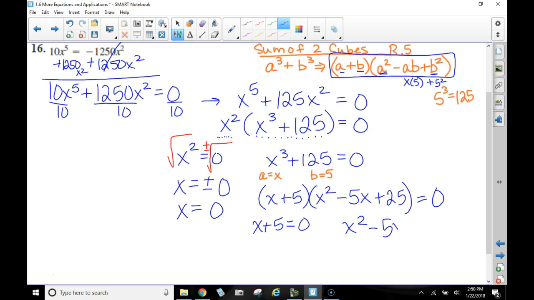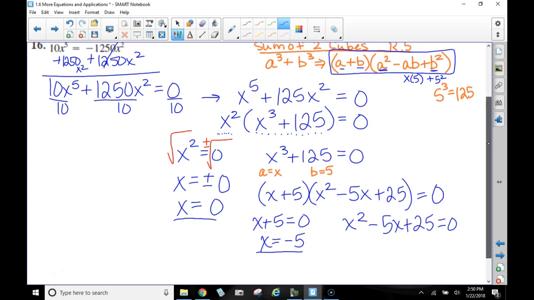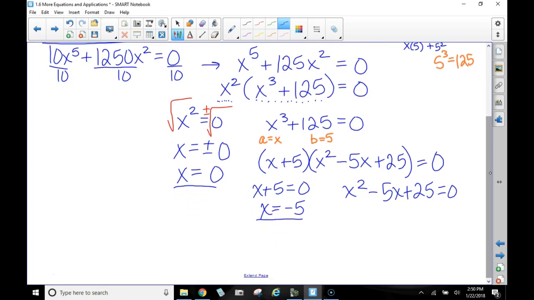So x squared minus 5x plus 25 equals 0. Okay, so far in our solution set, we know we have x equals 0. Now, subtracting 5 from both sides, we're going to have x is equal to negative 5. And this quadratic equation is going to give us 2 more solutions.